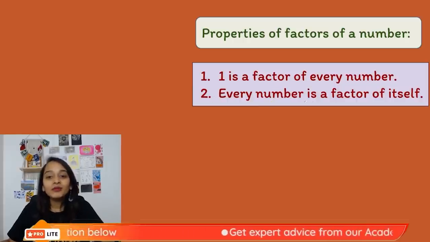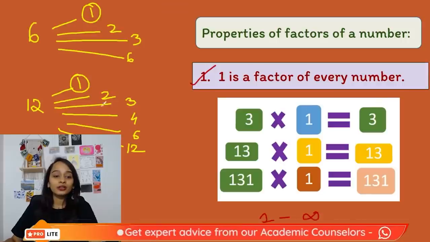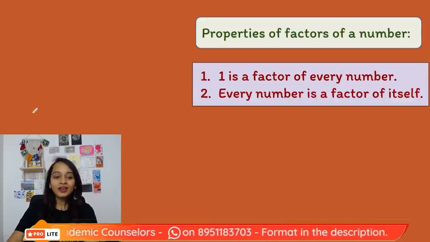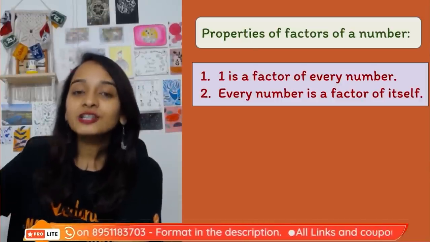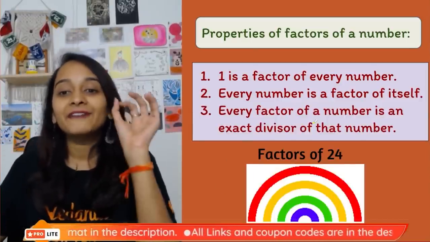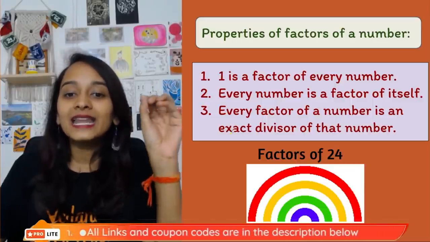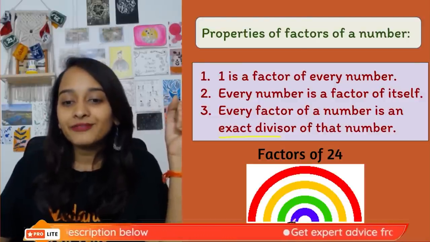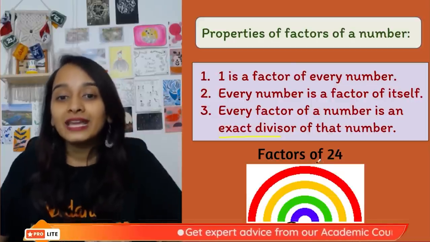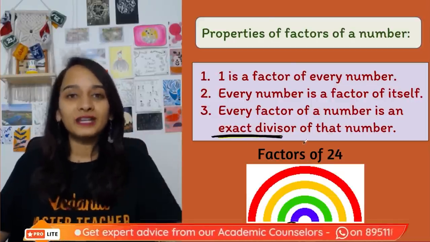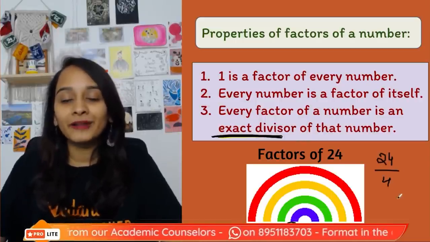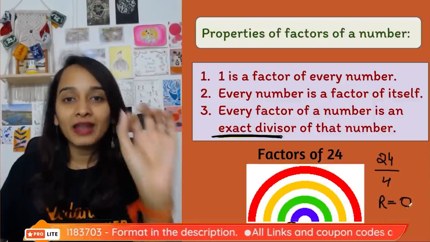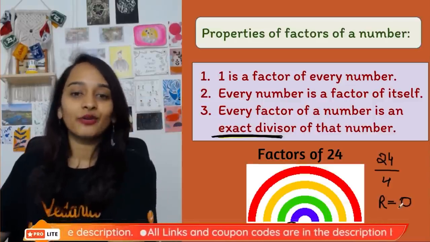Next, every number is a factor of itself. Going back to the slide again, 6 is a factor of 6. 12 is a factor of 12. So, every number is a factor of itself. And then, every factor of a number is an exact divisor of that number. That is why we call it a factor. That means 4 is a factor of 24. That means 4 is an exact divisor of 24. When you divide 24 by 4, the remainder will become 0. So every factor of a number is an exact divisor of that number.